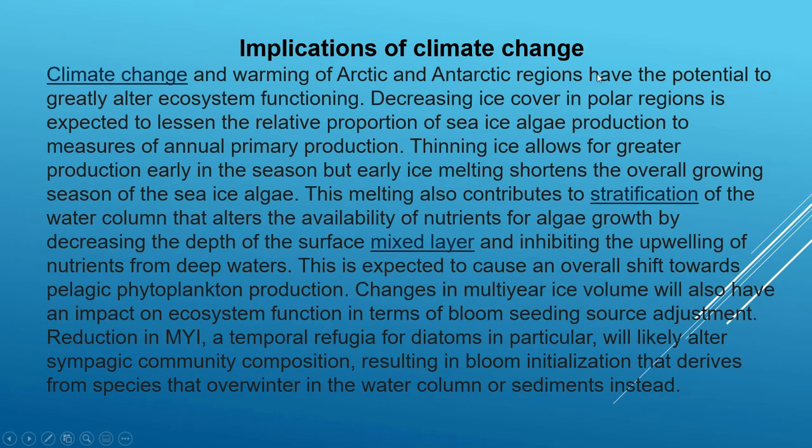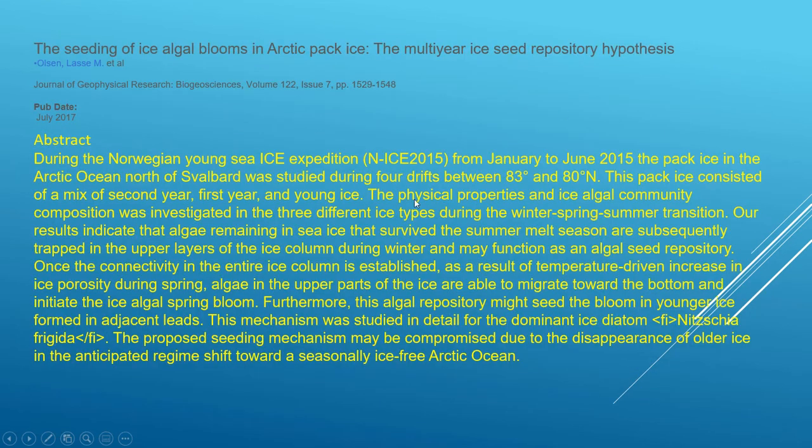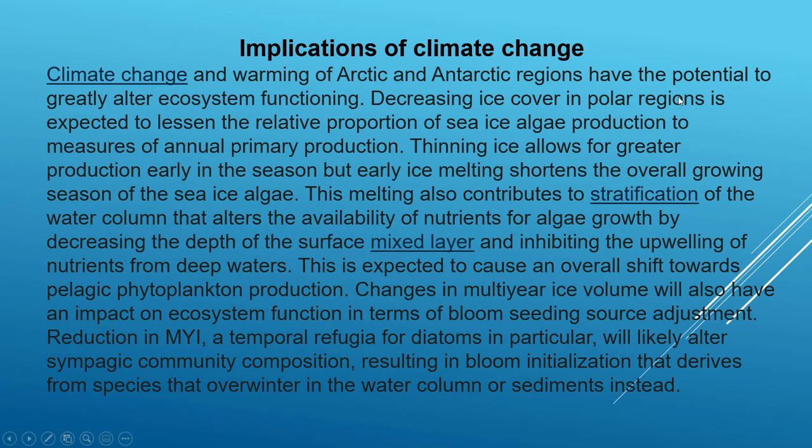Okay, let's get into what we just saw at the end here: anticipated regime shift towards a seasonally ice-free Arctic Ocean. Okay, implications of climate change. That's what that last sentence refers to. Climate change and warming of the Arctic and Antarctic regions have the potential to greatly alter ecosystem functioning. Decreasing ice cover in polar regions is expected to lessen the relative proportion of sea ice algae production to measures of annual primary production.